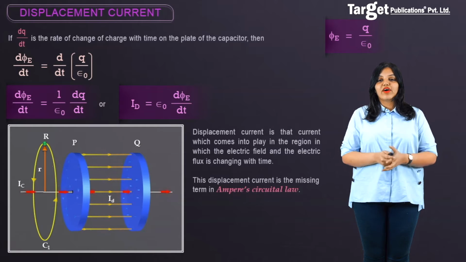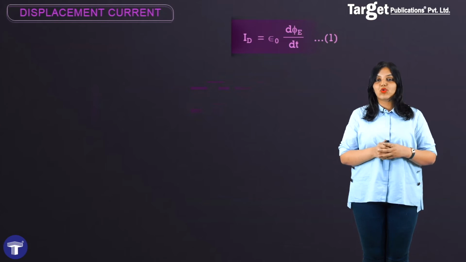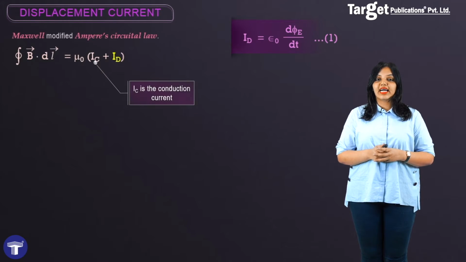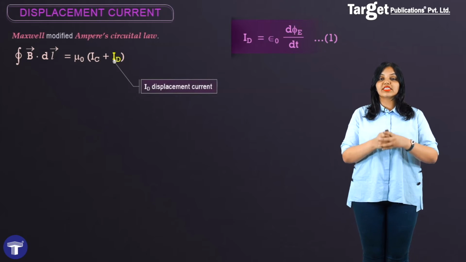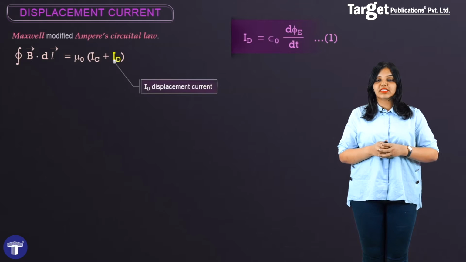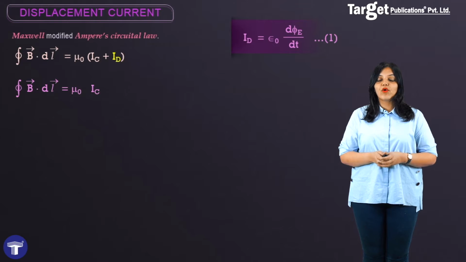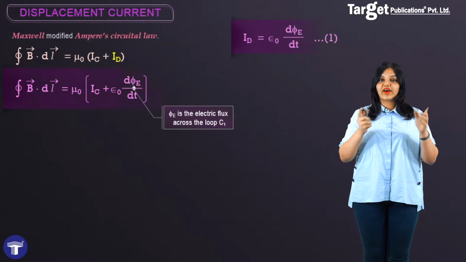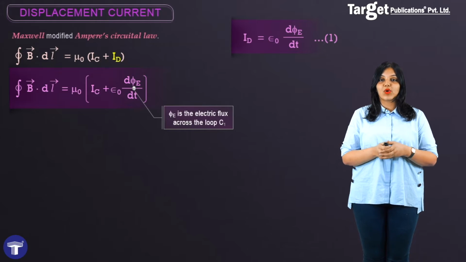So now we have found the displacement current. It is the missing term of Ampere's law. It's time to add it to Ampere's law. Now we modify Ampere's law as Maxwell did. That is, the right hand side now is not just mu naught IC, but there is also another term, that is ID, where ID is the displacement current. This is the modified form of Ampere's circuital law, and therefore now I can replace ID with the formula we found, and this gives me the final modified version of Ampere's circuital law, where phi E is the electric flux across the loop that you are considering.